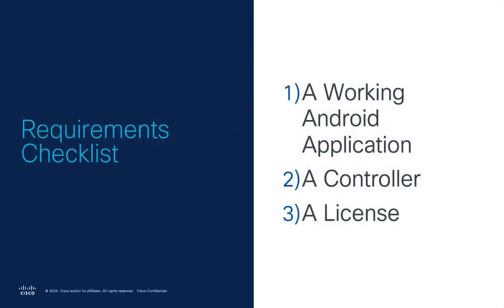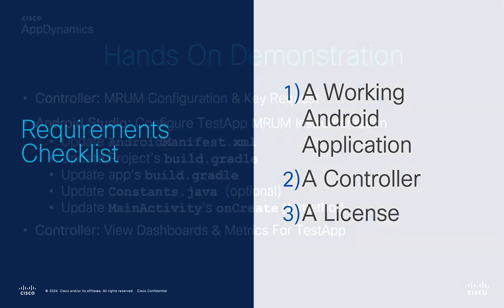In this video, I will show you how to monitor an Android application using AppDynamics Mobile Real User Monitoring, or MRUM. Here are the prerequisites: a working Android application, an AppDynamics controller, and a license. For the sample app, I have a simple game where a user guesses a number between 1 and 20, and we'll use that throughout the demo.